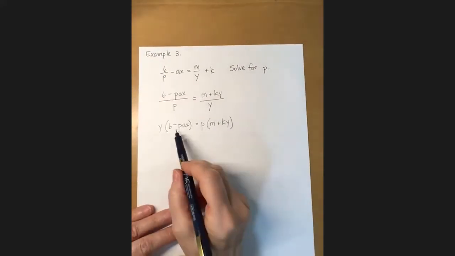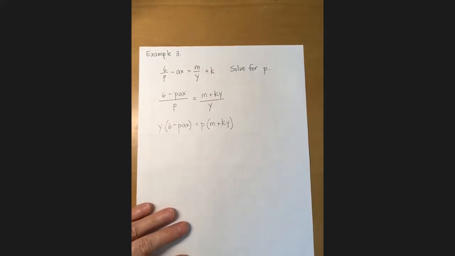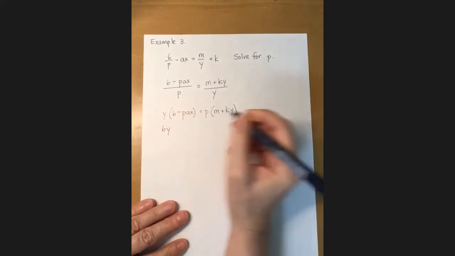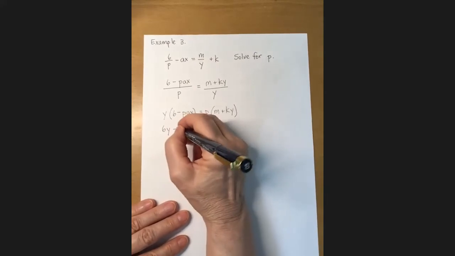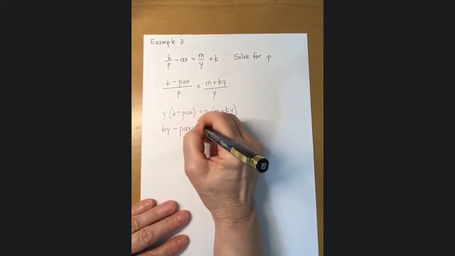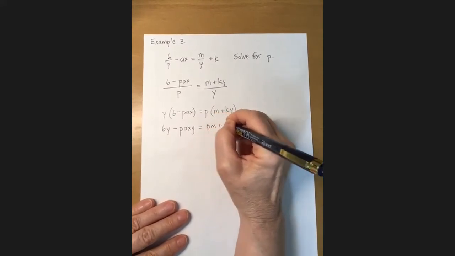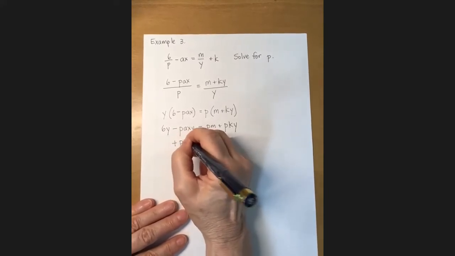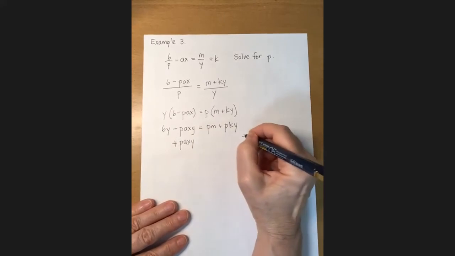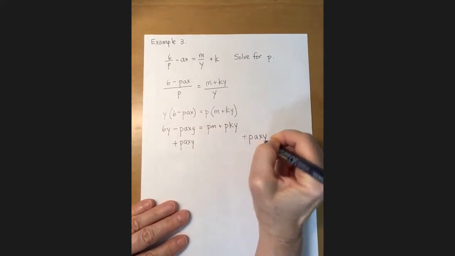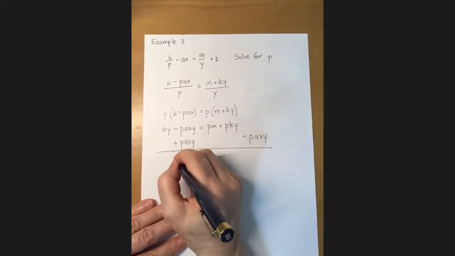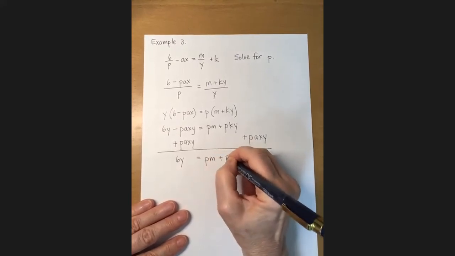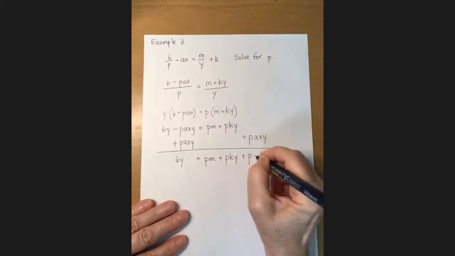Now we've got p on both sides of the equation, so we're going to need to do both distributions this time. And I'm going to put the 6 first because that's the convention. 6y minus paxy equals pm plus pky. Then I need to add this term that has p in it to both sides of the equation. Which only leaves 6y on this side of the equation, but that equals pm plus pky plus paxy.